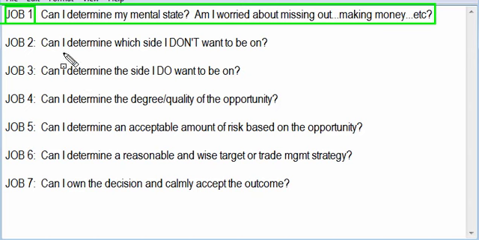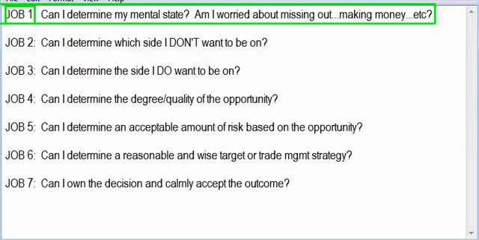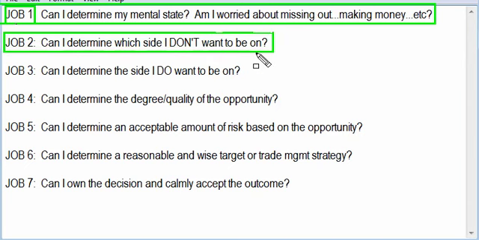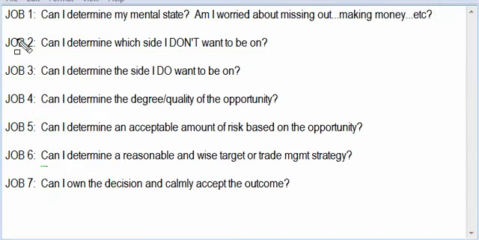And then job two, which I think is almost as important, is I ask myself, can I determine which side I don't want to be on? So it's not can I get into a trade, it's can I determine which side I don't want to be on. Just doing that keeps me out of a lot of bad trades that I might otherwise talk myself into. And it can then take me on to job 3, which is determining whether I want to be on the right side, the quality of the opportunity, how much risk I want to take, how I want to manage the trade, and then if I can, accept that decision. I won't get into all that, but I just want to focus on job 2 here.